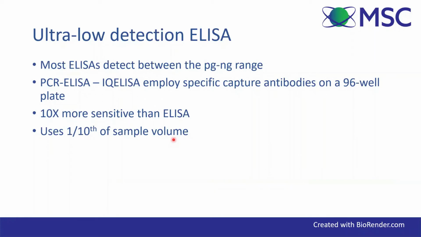So I'll just go into a new product that we have from a company called Ray Biotech, and that's for ultra-low detection in ELISAs. Most ELISAs detect within the picogram to nanogram range, but they've got this product called an IQ ELISA, which basically combines PCR and ELISA. It's 10 times more sensitive than ELISA, and it also uses a tenth of the sample volume. This is critical if you've got a very small sample, or very low antigen.